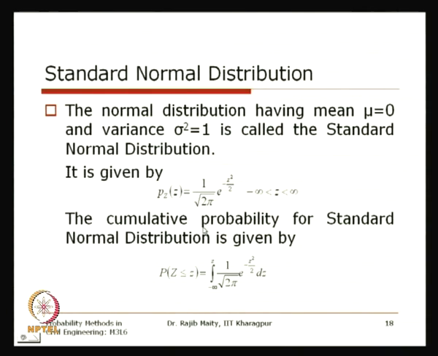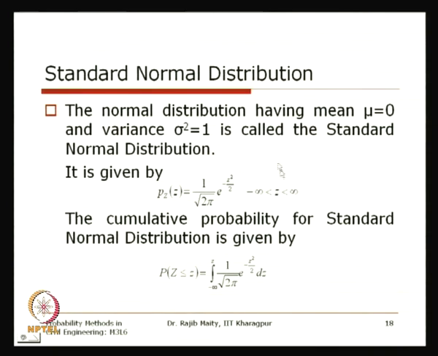The cumulative distribution for this standard normal distribution again can be found by integrating from the left support to the specific value z, of 1 by square root 2 pi exponential minus z square by 2. So integrating from the left support to the particular value z, this will also be the capital F, and Z less than or equal to a particular value z gives you the cumulative probability distribution.